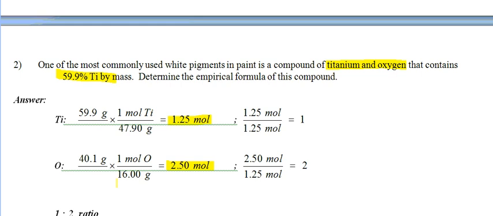That just makes your percentages and your masses so much easier. If you said you only had a 50-gram sample, make those masses accordingly, okay? But a 100-gram sample just makes things so much easier. All right, so I get 1.25 moles for my titanium, 2.5 moles for my oxygen. Now, that's our number of moles.